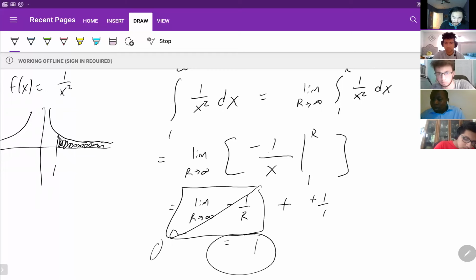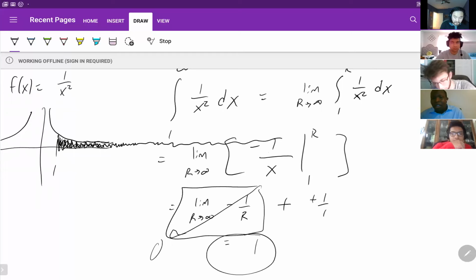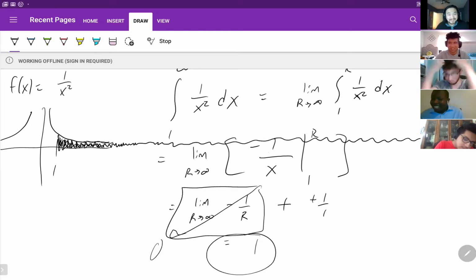What does that mean in terms of the picture? The area is 1. That means as I go out to infinity, if I were to let that graph go all the way out to infinity and add up all the sums, I get a sum of 1. That should blow your mind. We're going out to infinity and we're getting a finite value. We're saying this converges. Isn't that crazy?